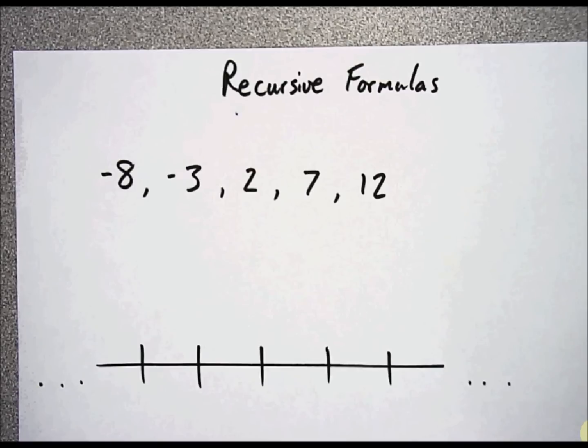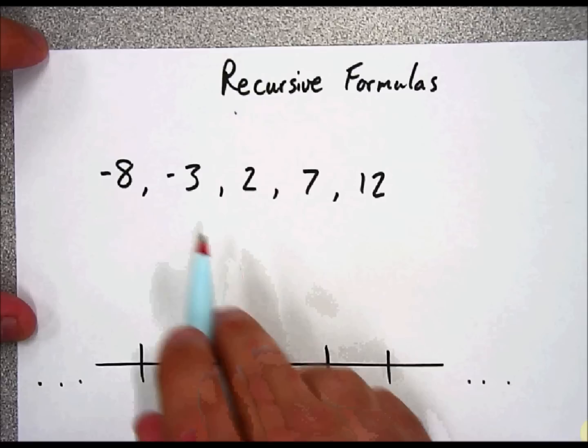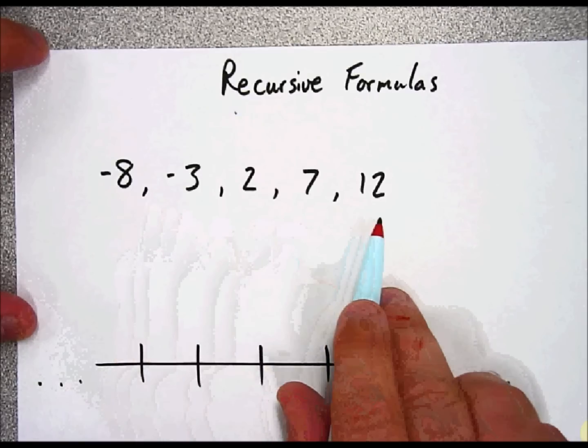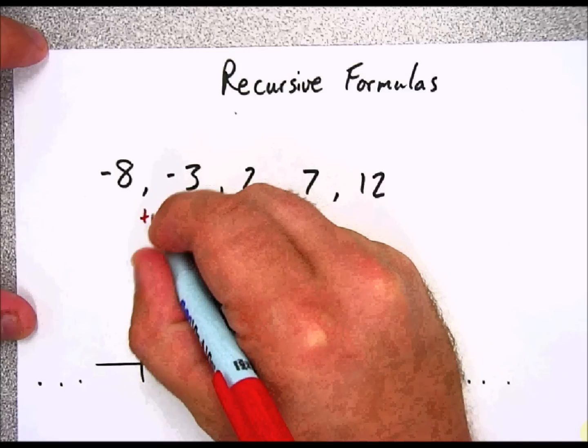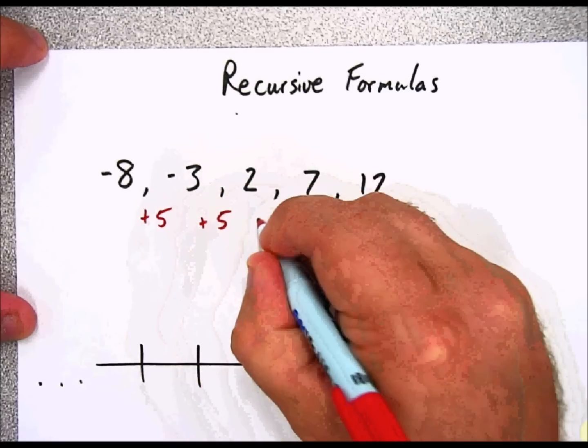Okay, so if we're looking at sequences and we want to write something called a recursive formula, how do we go about doing that? That's what today's video is going to be about. So let's take an example sequence. And if you take a look here, you can probably start to see the pattern. I'm just going plus 5, plus 5, plus 5 over and over.